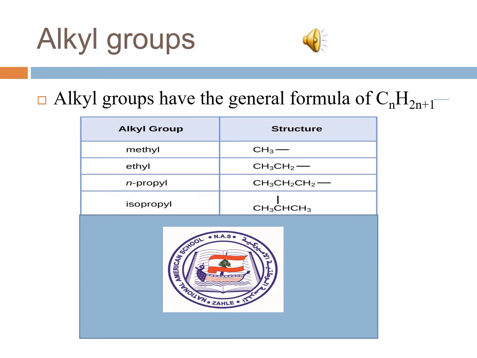Let's start with the alkyl groups. Now before we do that, let me just recall the difference between a branch and the main chain. The main chain, ladies and gentlemen, contains the longest continuous carbons bonded to each other. The branches are the groups or atoms that are bonded to the main chain.